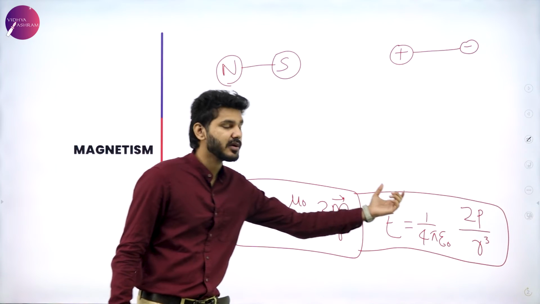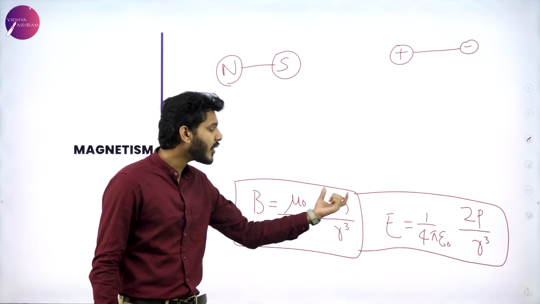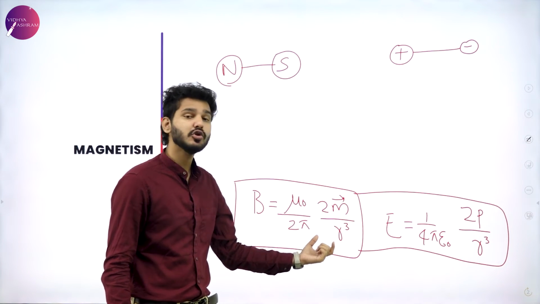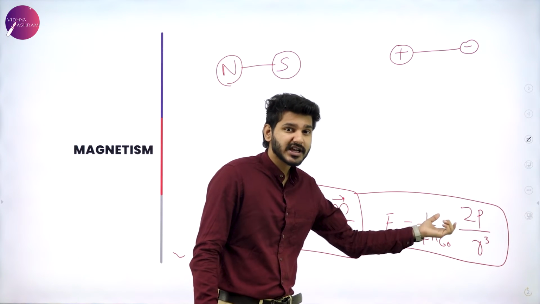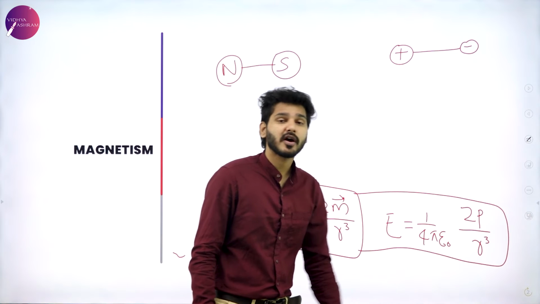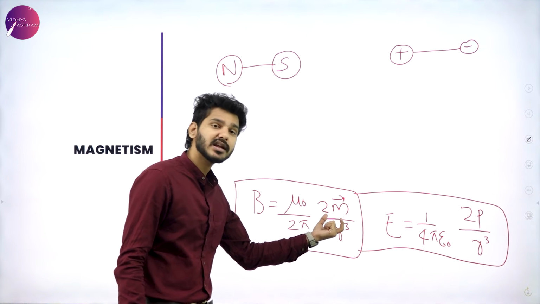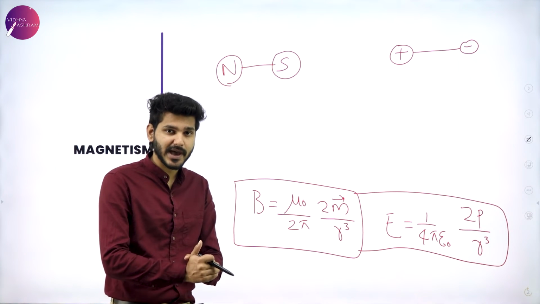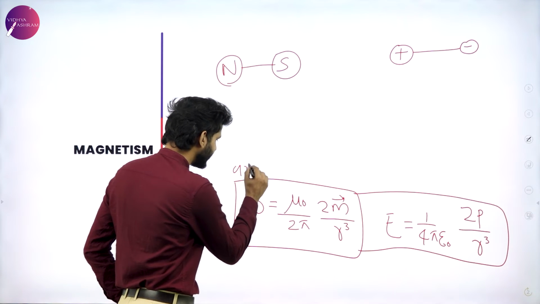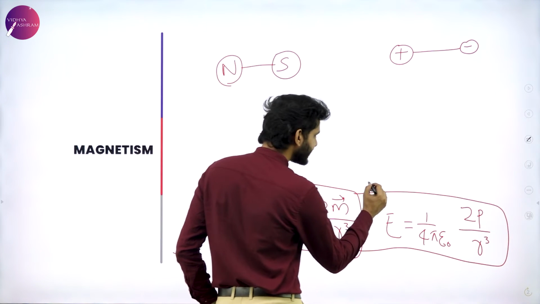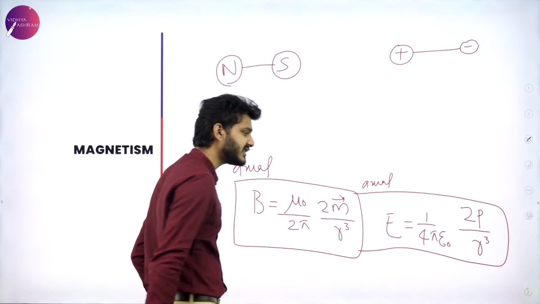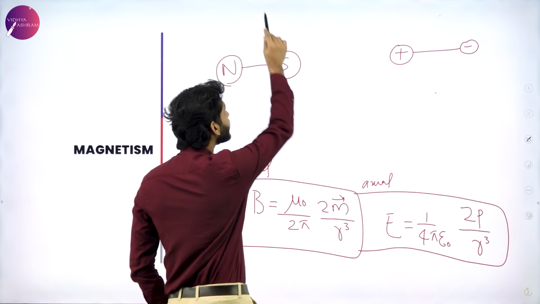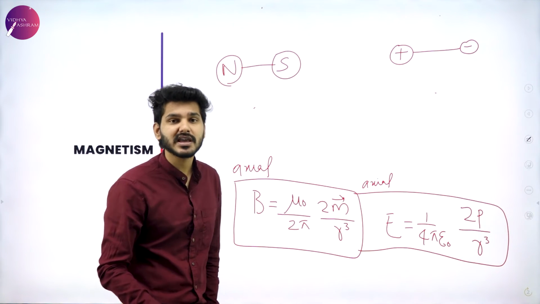Mu naught by 2 pi, 1 by 4 pi epsilon naught. Here it is 2m divided by r cube, 2 times the magnetic moment divided by the cube of the distance between them. Here it is 2 times the electrical dipole moment divided by the cube of the distance between them. So here it is magnetic dipole moment, here it is electrical dipole moment. So basically they are behaving in the same manner. Remember, this is the axial point. For the equatorial points, that is when we measure along this direction or this direction, that will also be comparative in nature.